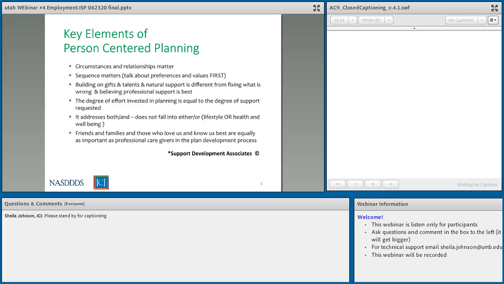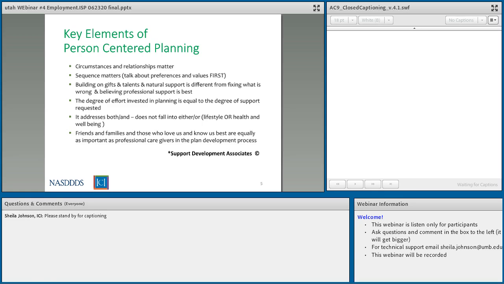Focusing on the degree of effort invested in the planning, and that should be equal to the degree of support that's requested by that person. We don't want to take over the planning process. To the degree that the person can lead this, they should be doing it by all means, to the best of their ability and with the degree of effort that they want to utilize. It's their meeting.